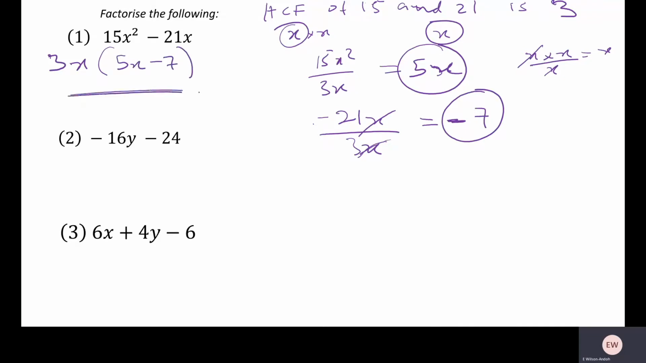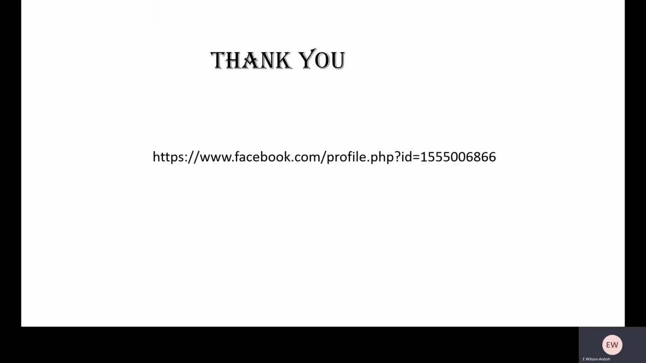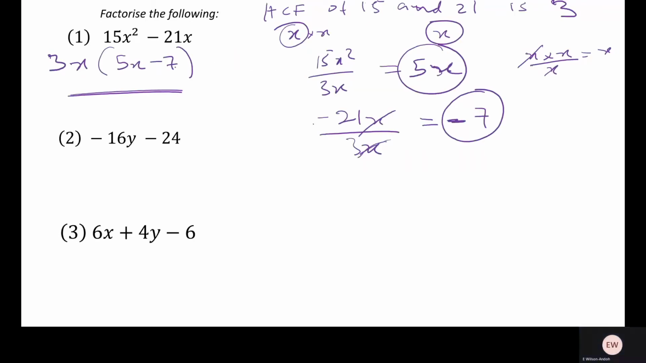So we have factorized fully. And if you check the numbers, 5 and then 7, the highest common factor is 1. So it tells us that we have factorized fully.